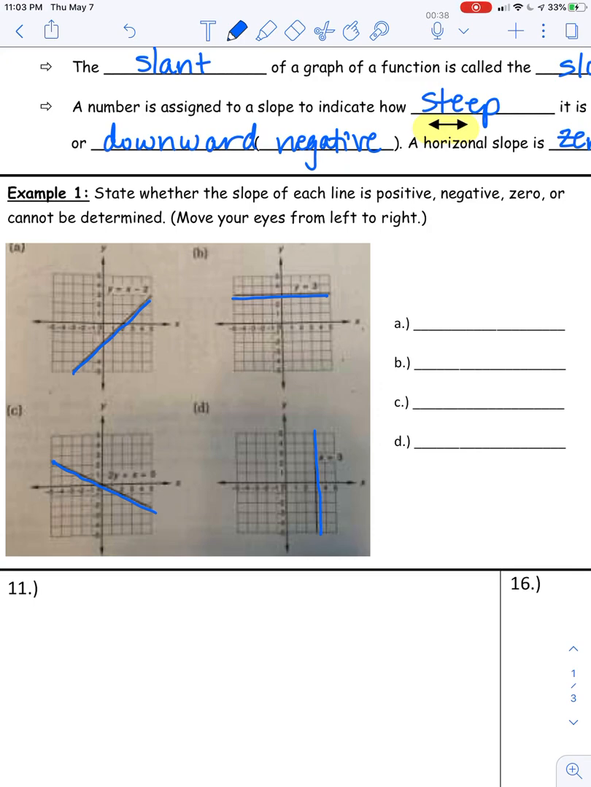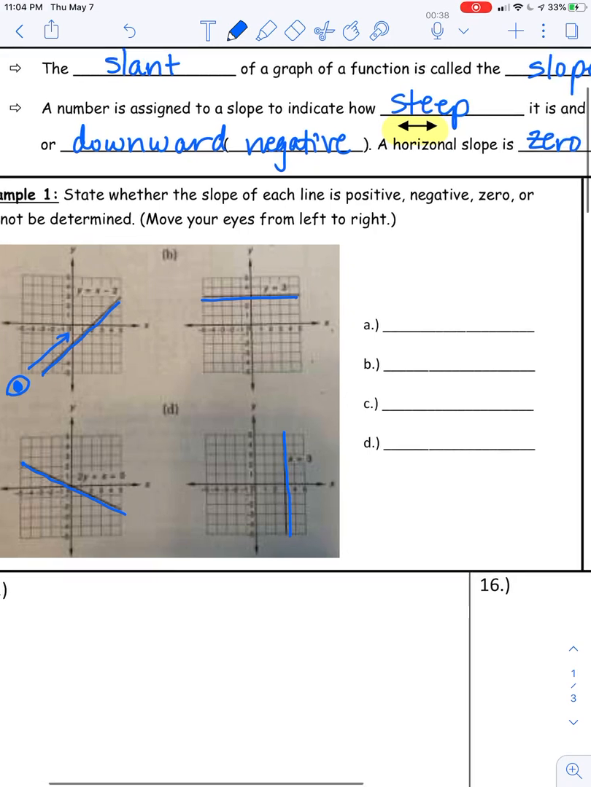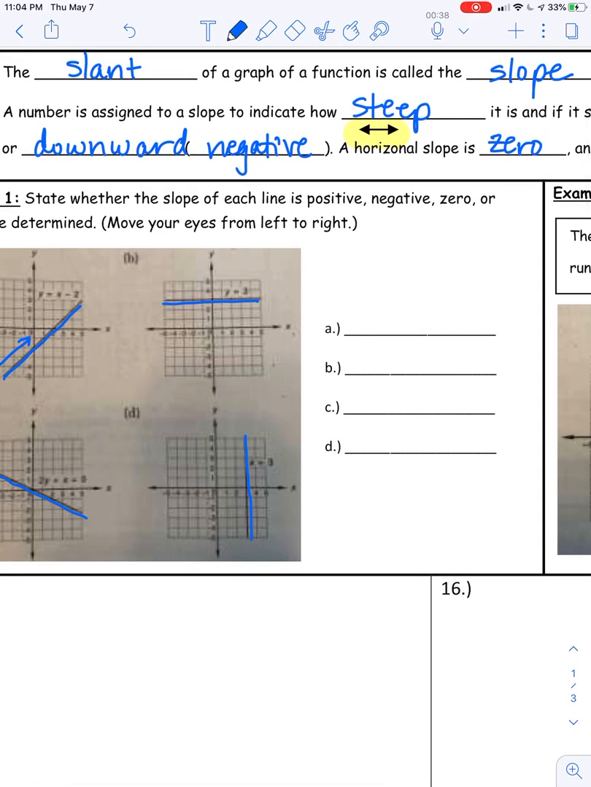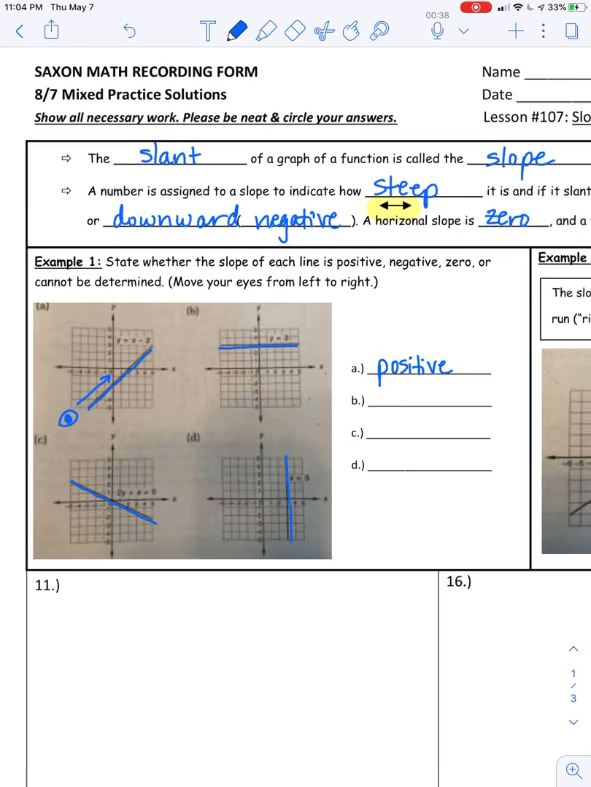Okay, so I've just made them a little bit darker in blue. All right, so here's how you work this. You cast your eyes at the left side of the line, and you follow it left to right. That line is heading in a positive direction. So the slope of that line, the numerical value, is going to end up being positive.